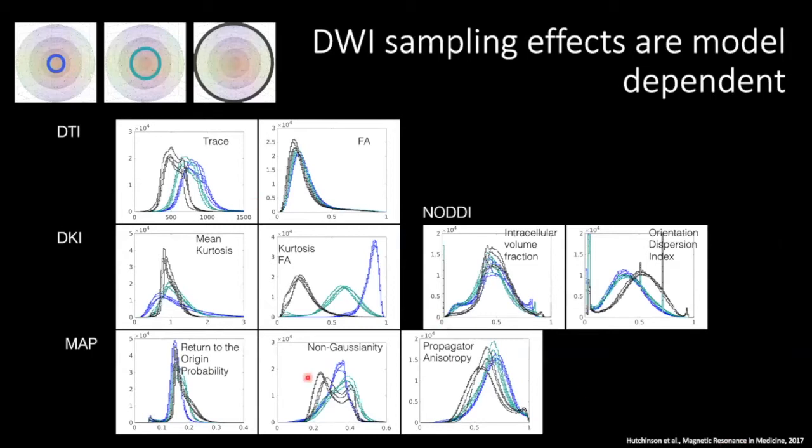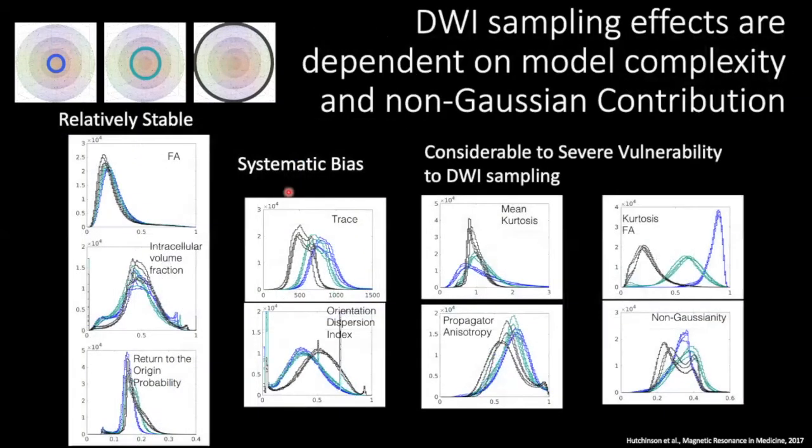We looked at this across the models that I mentioned and found a wide range of different behaviors. And this is in mouse brains, with these whole brain histograms. With the systematic bias, FA was fairly unchanged, and so on. You can reorganize these into categories where you have relatively stable features of the different metrics. You have systematic bias, which can make conceptual sense. And then you have some that have considerable to severe vulnerability. Generally speaking, the more complex your model is, and potentially the more specific the information it gives, the more vulnerable it is to these types of biases.